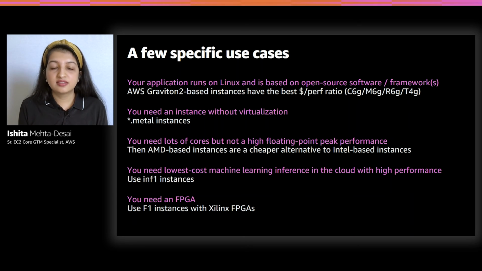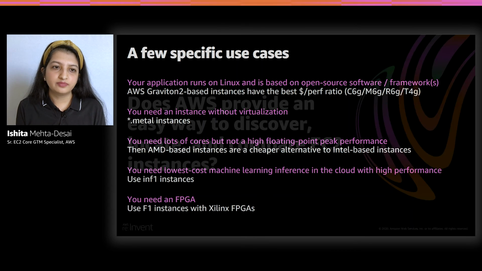Let's say you need instances but without any virtualization. In that case, use any of our bare metal instance offerings. If you need a lot of cores but not a high floating point performance, you can use our AMD based instances. Now, if you need low cost machine learning inference in the cloud but with high performance, use our Inf1 instances. And lastly, for FPGA based workloads, you can leverage our F1 based instances.